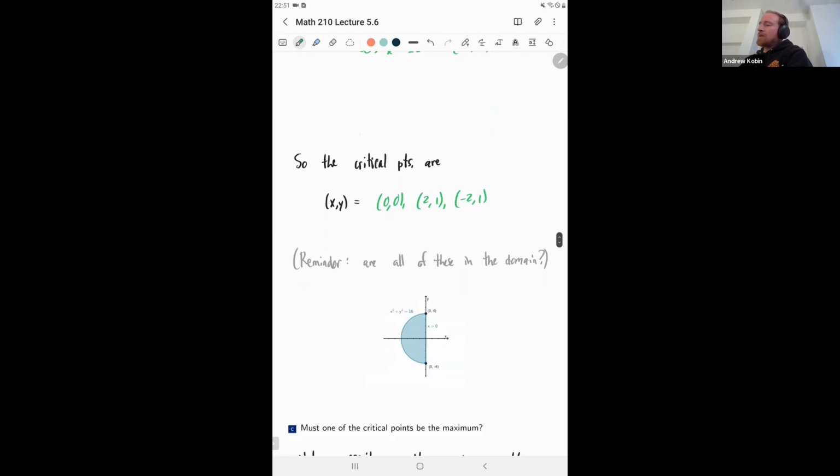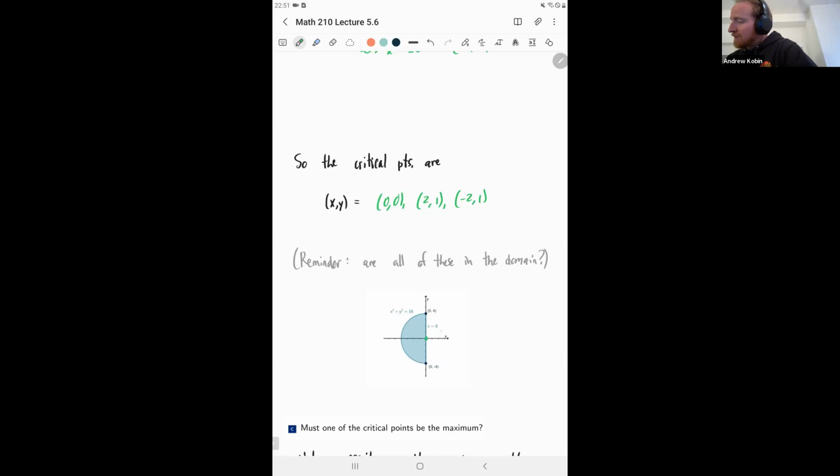And I left a reminder for us, which is important in single variable calculus with the extreme value theorem, and it's equally important in the multivariable calculus version: once we find our critical points, sometimes we can rule some of them out because they're not in the domain. So these are 3 different points in the xy plane. I'm just going to graph them. Here's (0, 0), and that's in the domain, so that one's good.